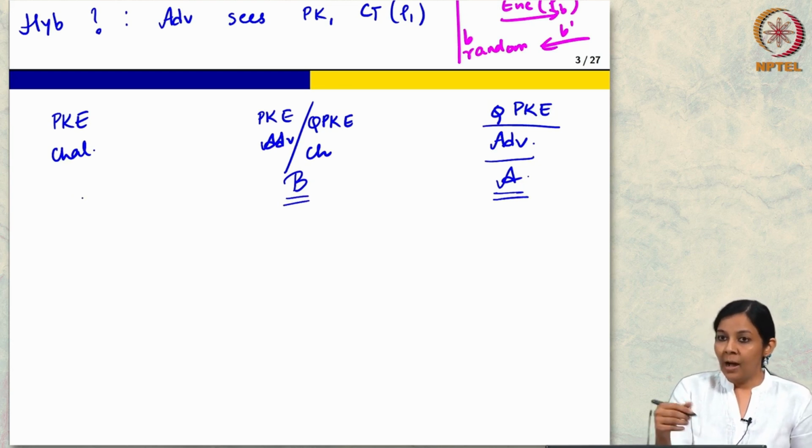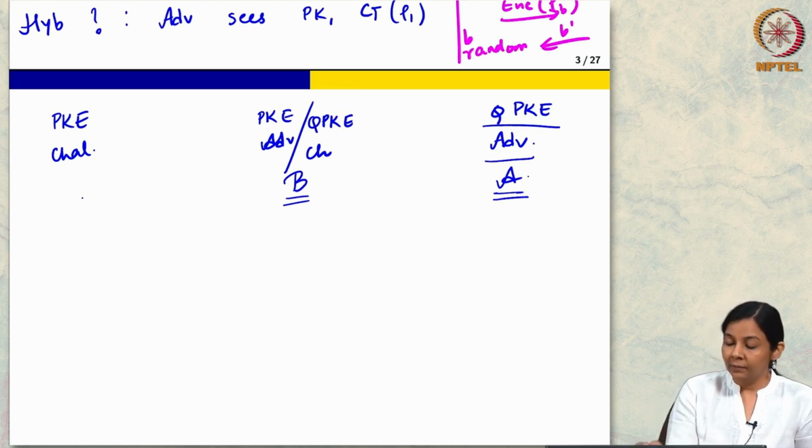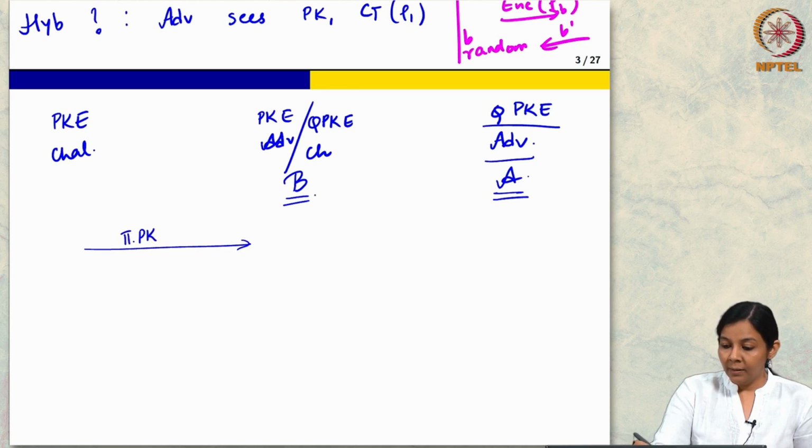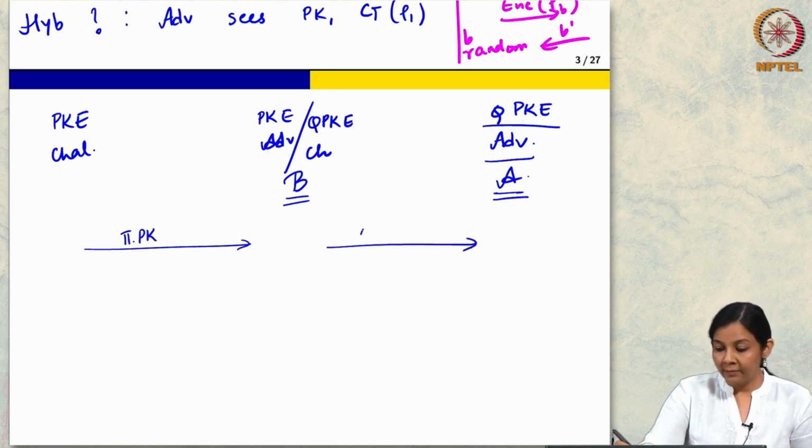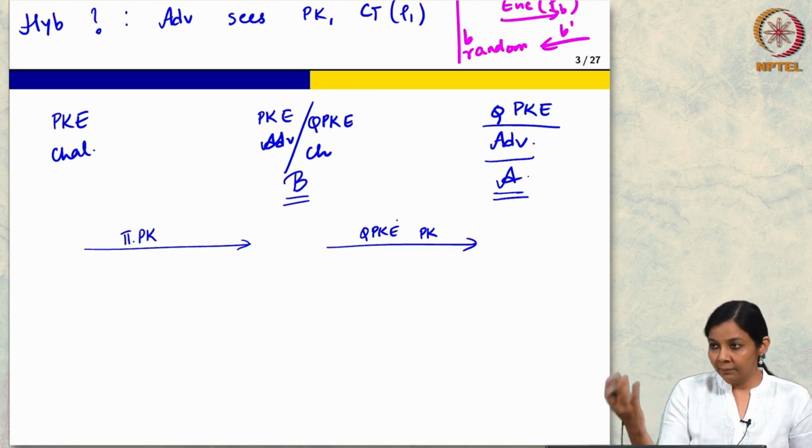I need to argue this, and how does this work, this reduction? Okay, so let us sketch it at a high level. The PKE challenger will give the pi dot pk. Our reduction B can simply forward this as the QPKE pk, because our scheme has the same public key and secret key as the underlying public and secret key.